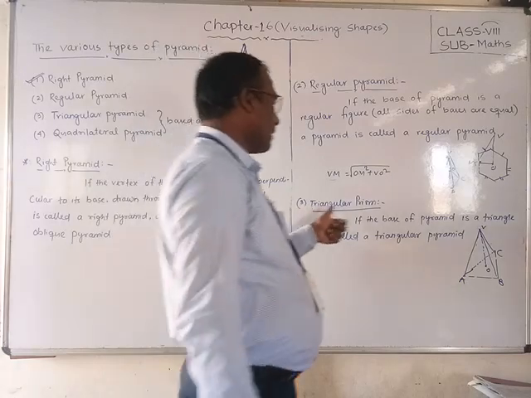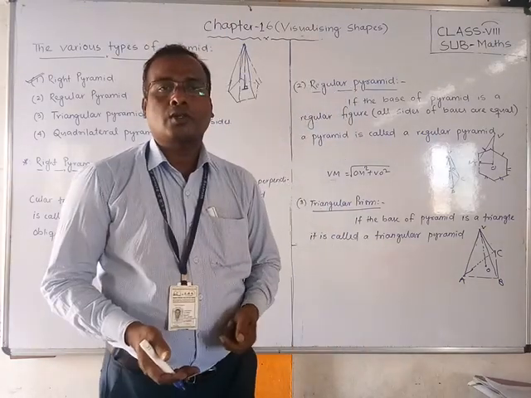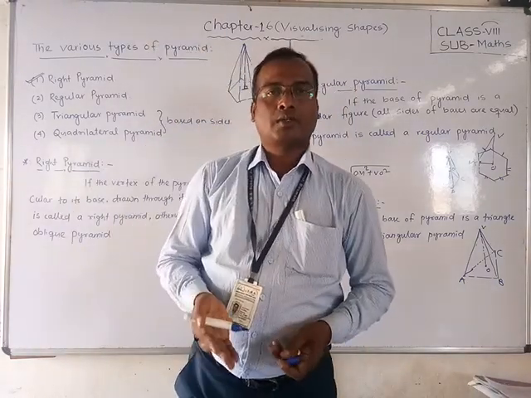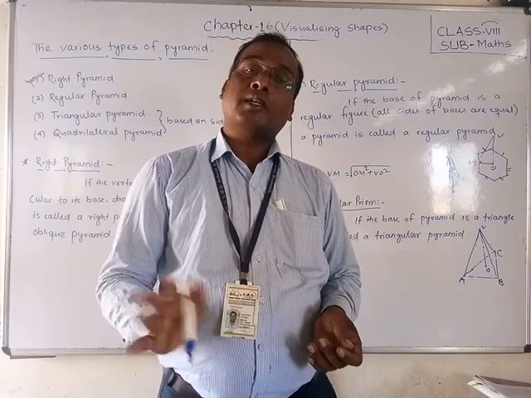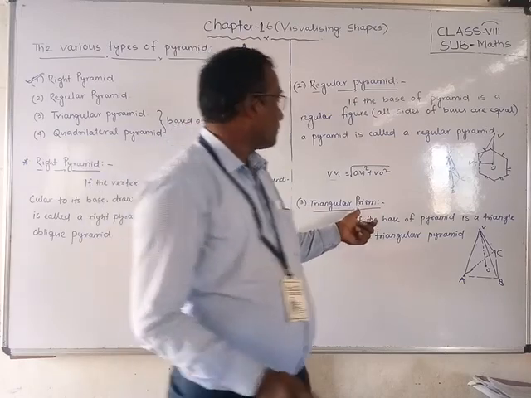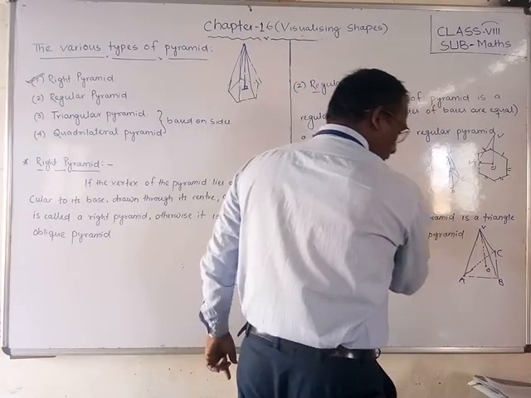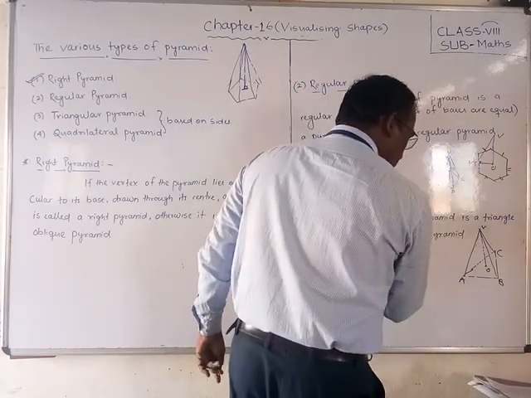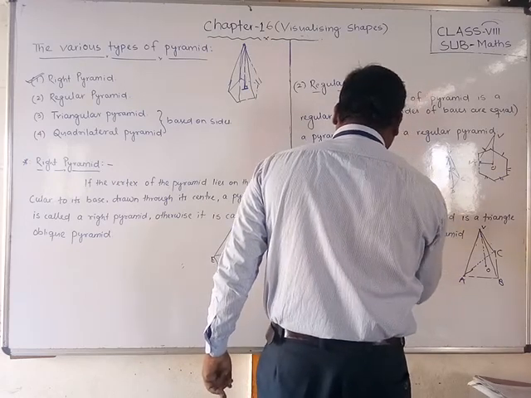And what is a triangular pyramid? Already I have told you, if the base is triangular, that means three sides are there. If it is an equilateral triangle, then we can say it is a regular pyramid. Sorry, here I have written prism, but these are all pyramids, triangular.